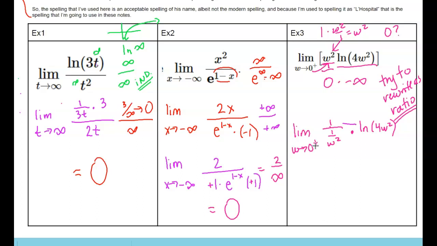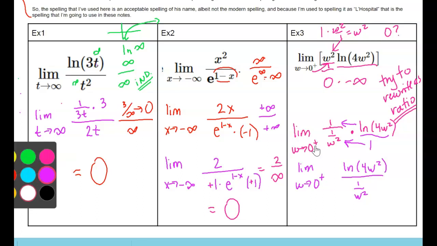So what happens is when you multiply, you just multiply straight across. So I'm really looking at the limit of w approaching zero of the natural log of 4w squared all over 1 over w squared. Okay, and so now I've written it as a ratio. I haven't changed my original function though. If I simplified this, I would still get what I started with. So what we want to do is see if this is indeterminate, which it is because it's the same. So we can go ahead and do our derivatives.